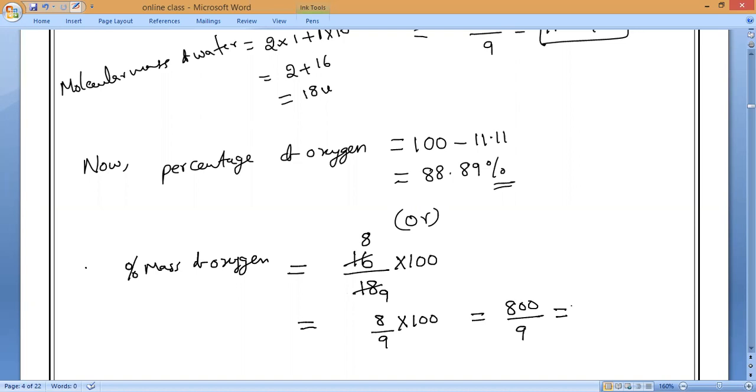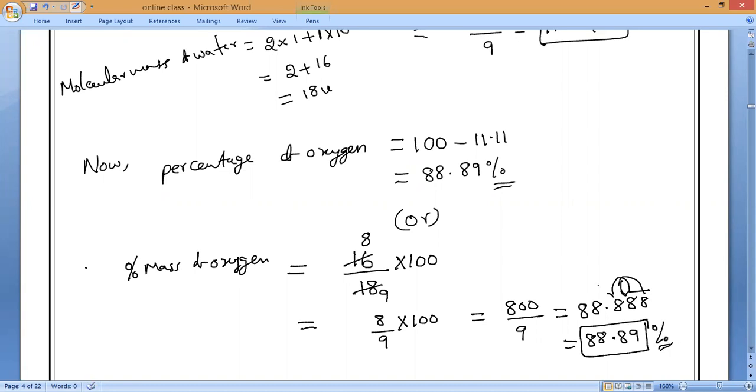What is the answer? 800 divided by 9, how much will it come? 88.888, like this the bar will go. As we know, the second digit is 5 or greater than 5, so we can round off the third one. So I will write 88.89 percent. Is it yes? That's all.